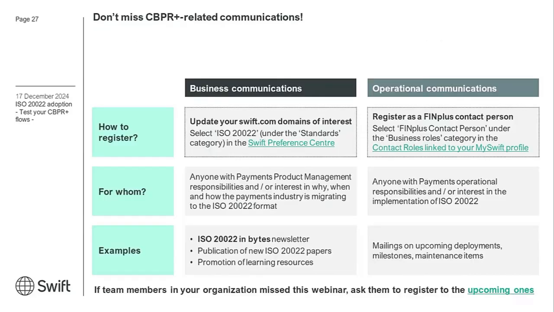And stay up to date with the CBPR Plus related communications. Make sure that you have your Swift.com profile updated by selecting ISO 20022 under the standards category to make sure that you don't miss out on any of our communications. As we release new documentation, we update the old documentation, release new white papers and things like that on a regular basis.